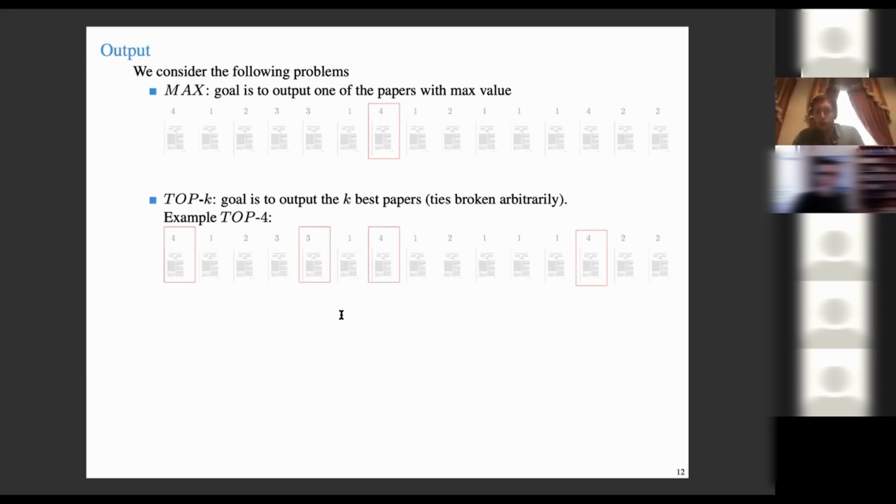Okay. Does it matter if you suppose have 5 papers with value 4? Does it matter which of those 4 you choose? No, it doesn't matter. You can do whatever you would like.